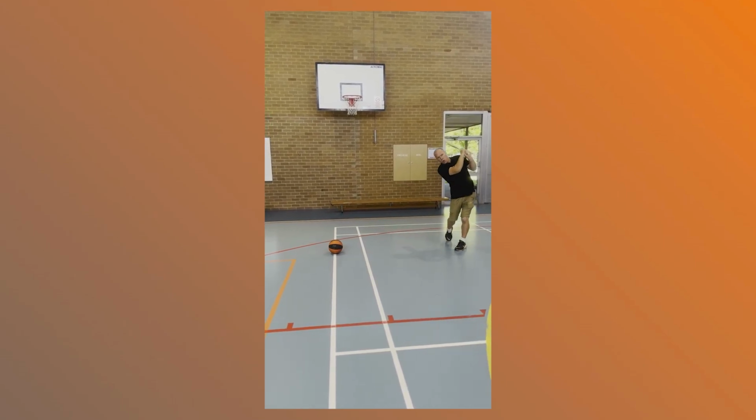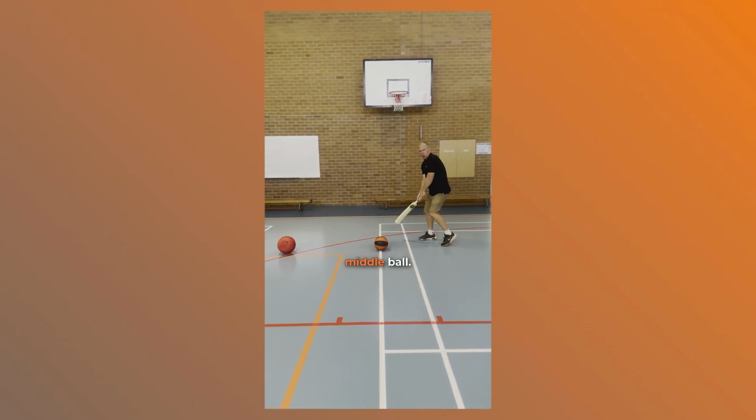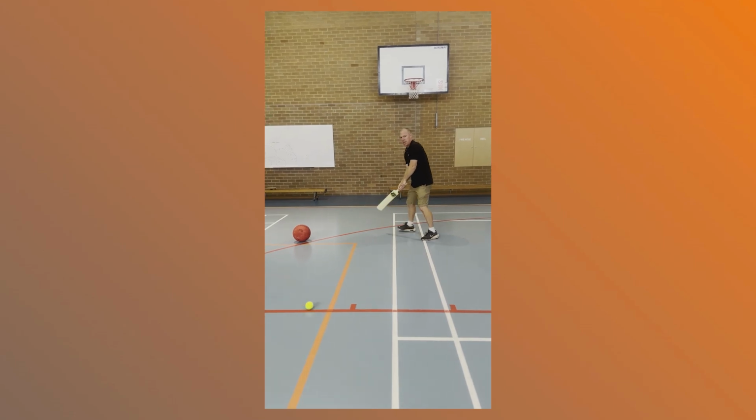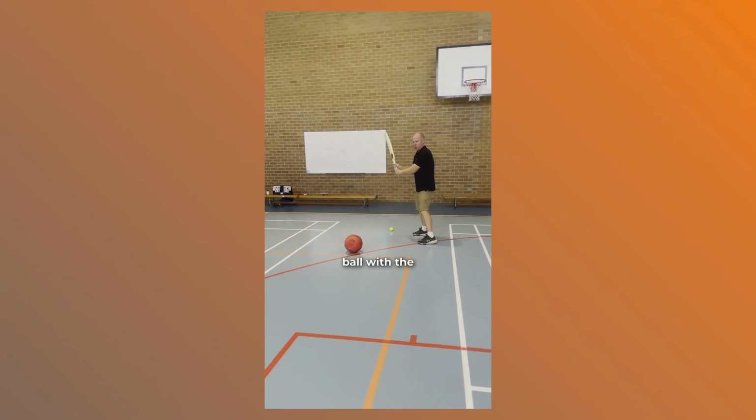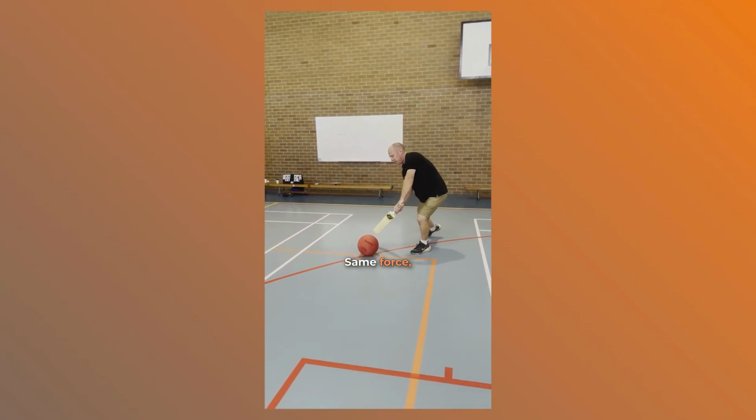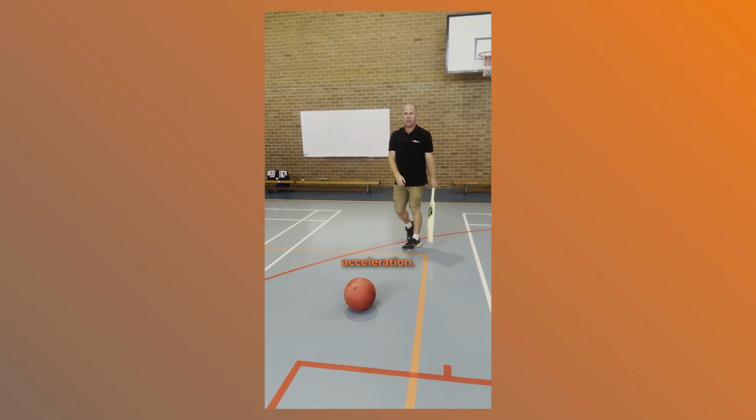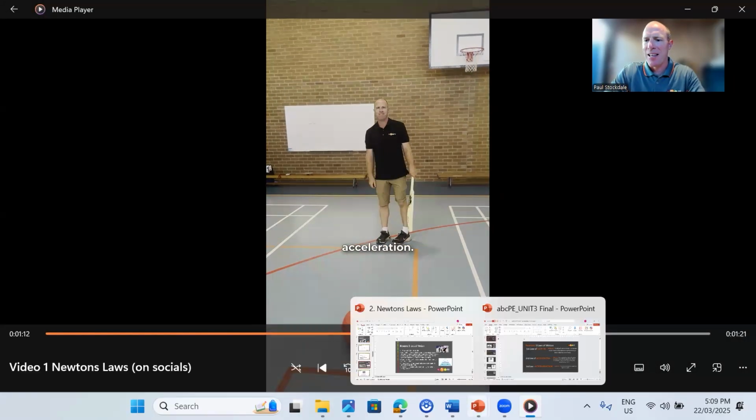Lightest ball, big acceleration. Medium ball, medium acceleration. And the heavy ball, heavy mass, same force. Very little acceleration. So very little acceleration there.